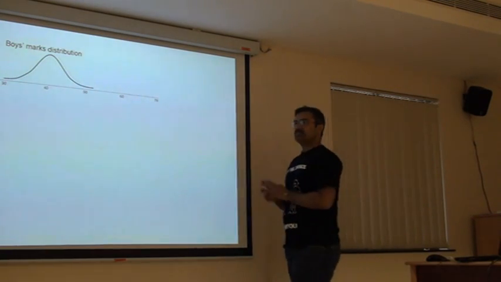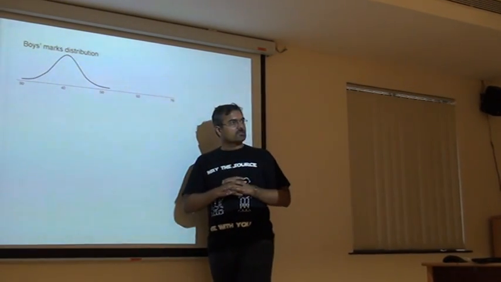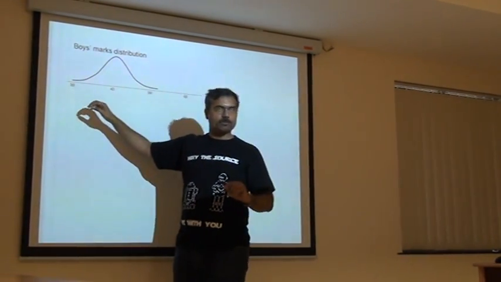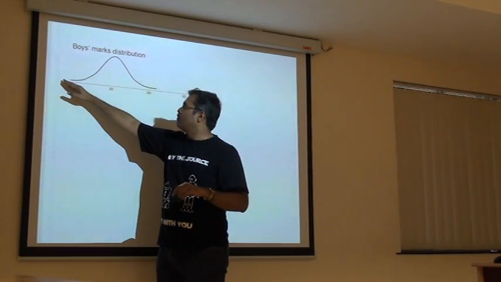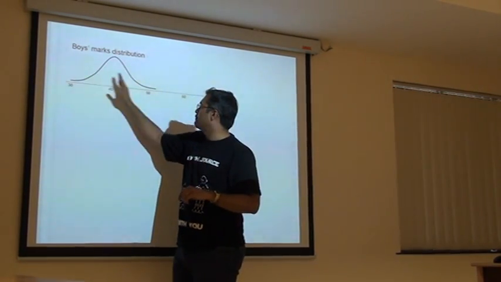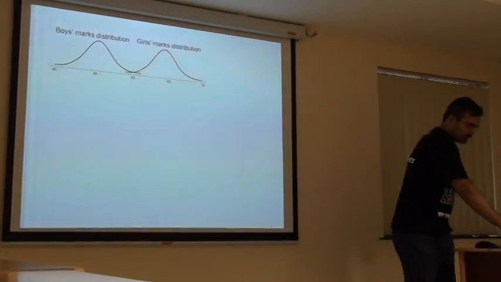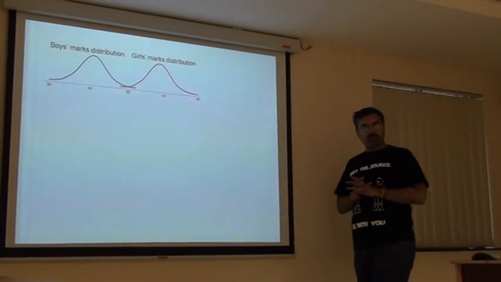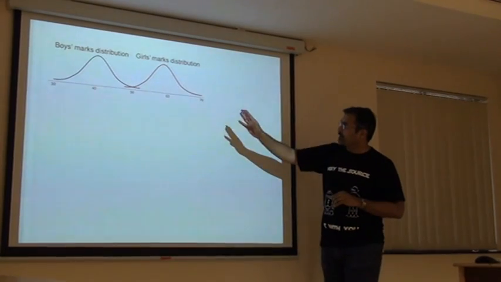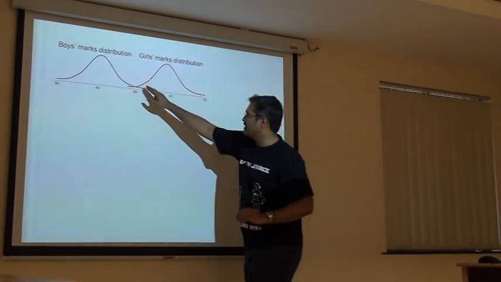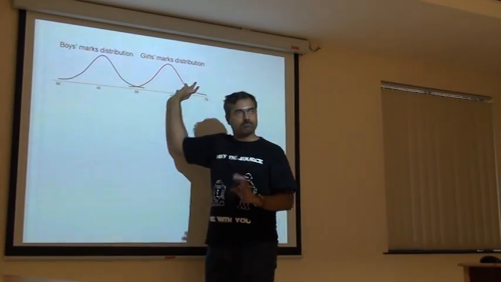Supposing the boys' marks in the Karnataka marks distribution were distributed like this. This is just made up data. Let's say most of them scored between around 35 to 45 marks. That was their marks distribution. Let's say that was the girls' marks distribution. Somewhere between 55 and 65 is where most of them are. There will always be a few boys that go up here and score very high.